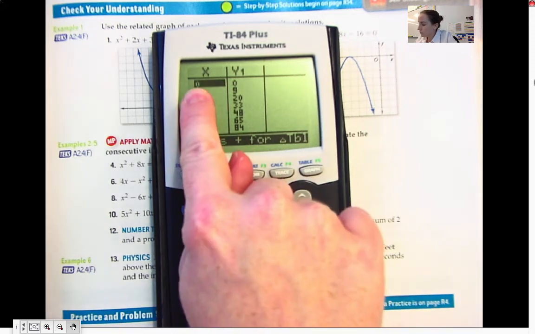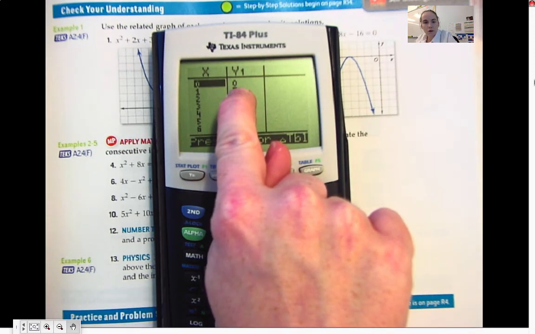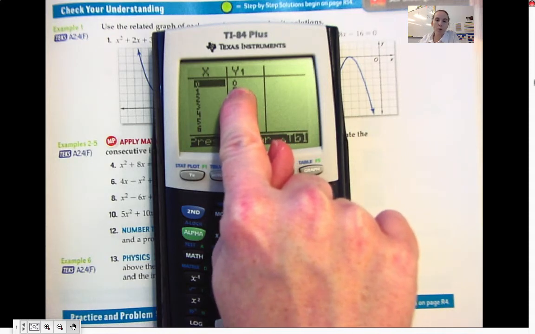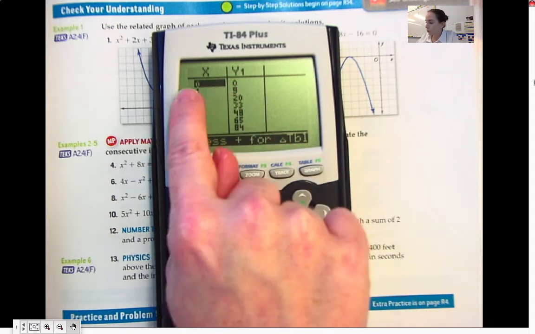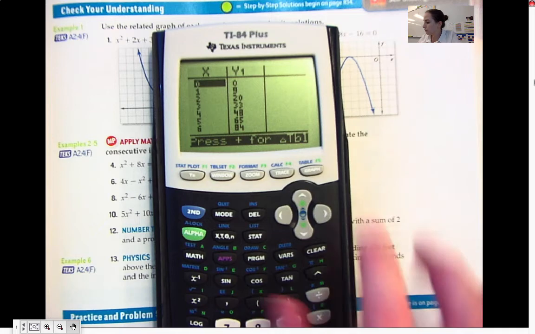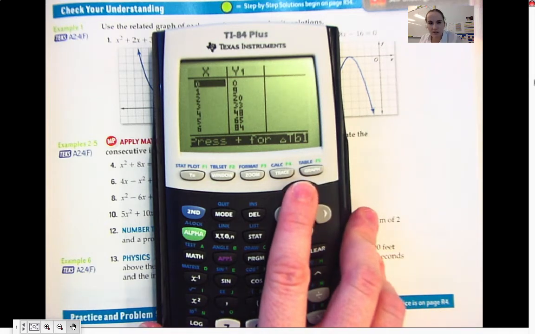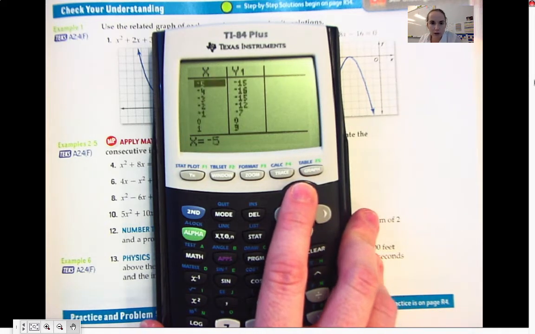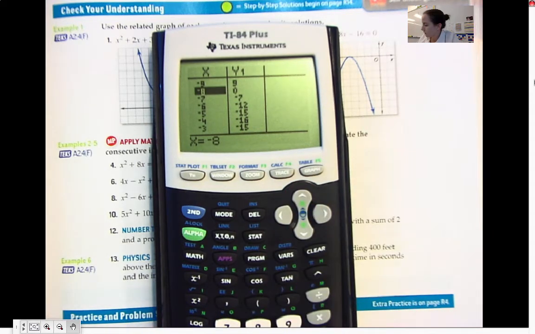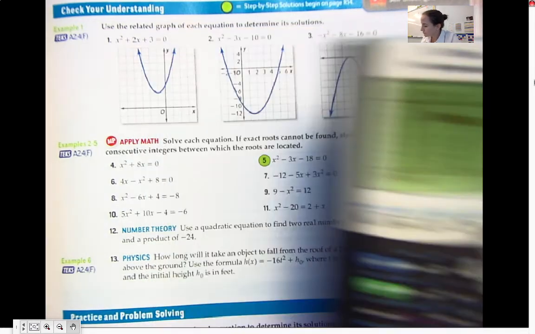And notice at 0, my y value is 0. Remember, if it's an x-intercept, you're looking for where the y value is 0. So when x is 0, y is 0, so one of the x-intercepts is 0. The other one, it looked like it was at -8. So we're going to scroll backwards, and there it is. At -8, the y value is 0. So your two values are 0 and -8. X equals 0 and -8.